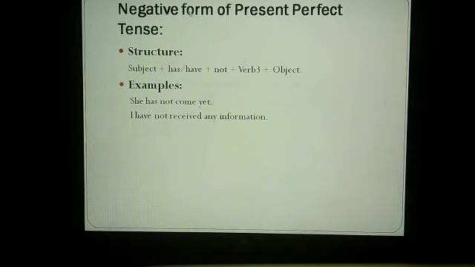Next, negative form of present perfect tense. What is the structure of the negative form of present perfect tense? Subject plus has or have plus not. We have to add only "not" plus V3 plus object. Examples: she has not come yet. I have not received any information. We have used V3 here: received, that is the V3 of receive, right?